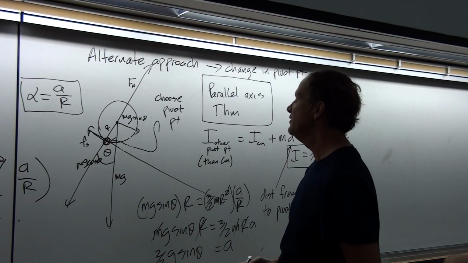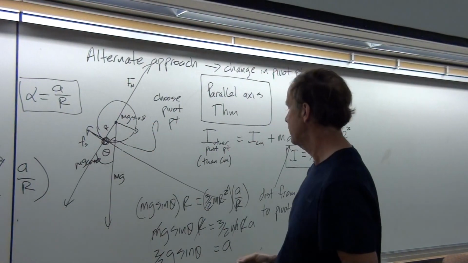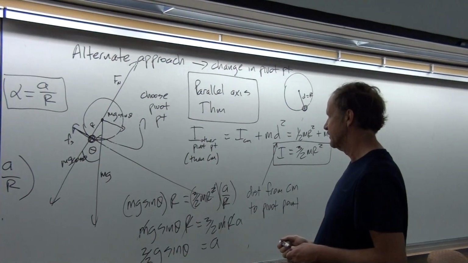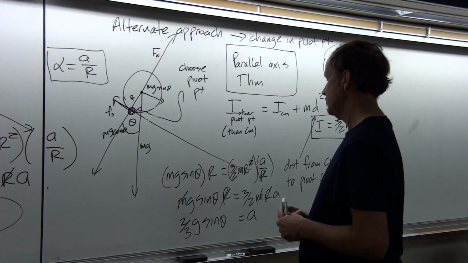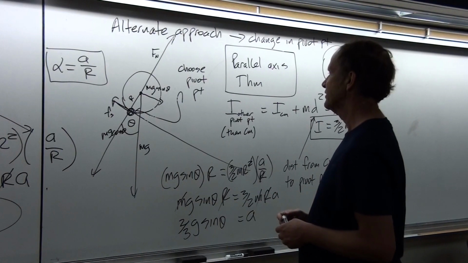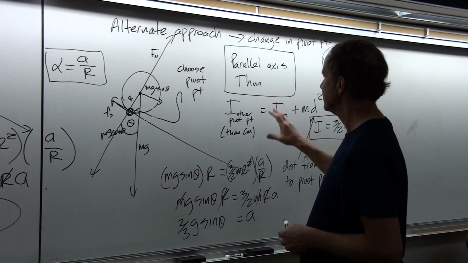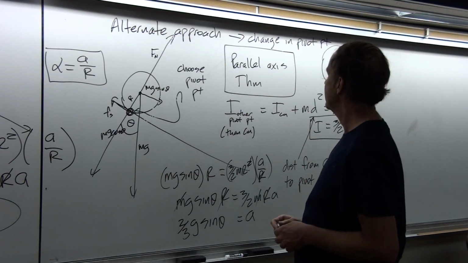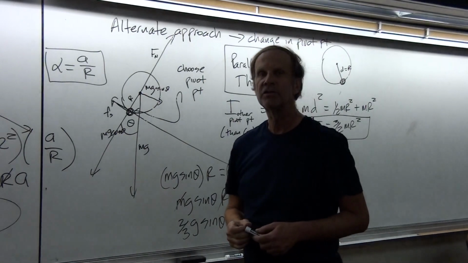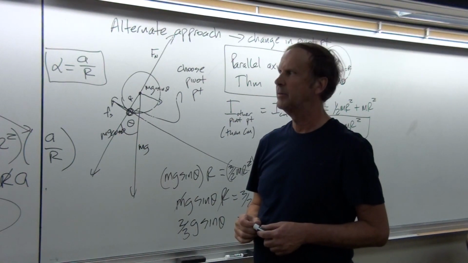And so on previous exams, I have actually asked you to do it both ways and then show that your result is the same. And it should be, because you're just solving the same problem two different ways. Okay, so that is an illustration then of how the parallel axis theorem is used to change from a pivot point that goes through the center of mass to one that is located at some other position.